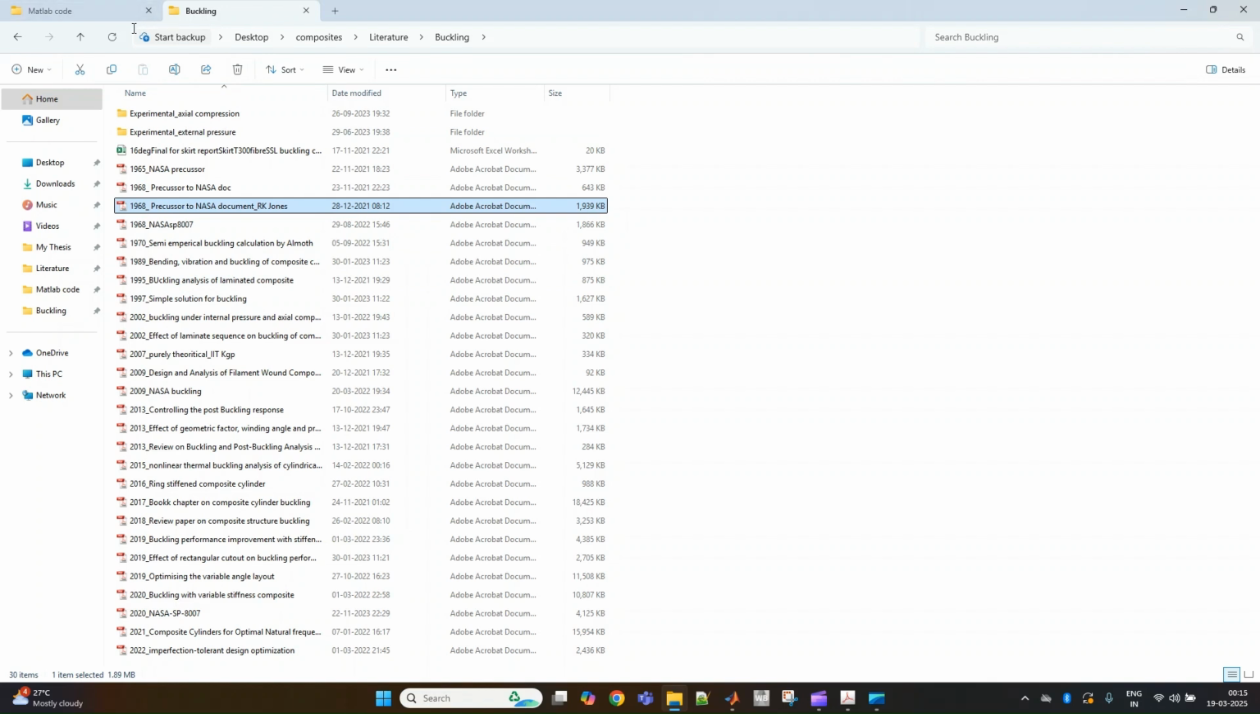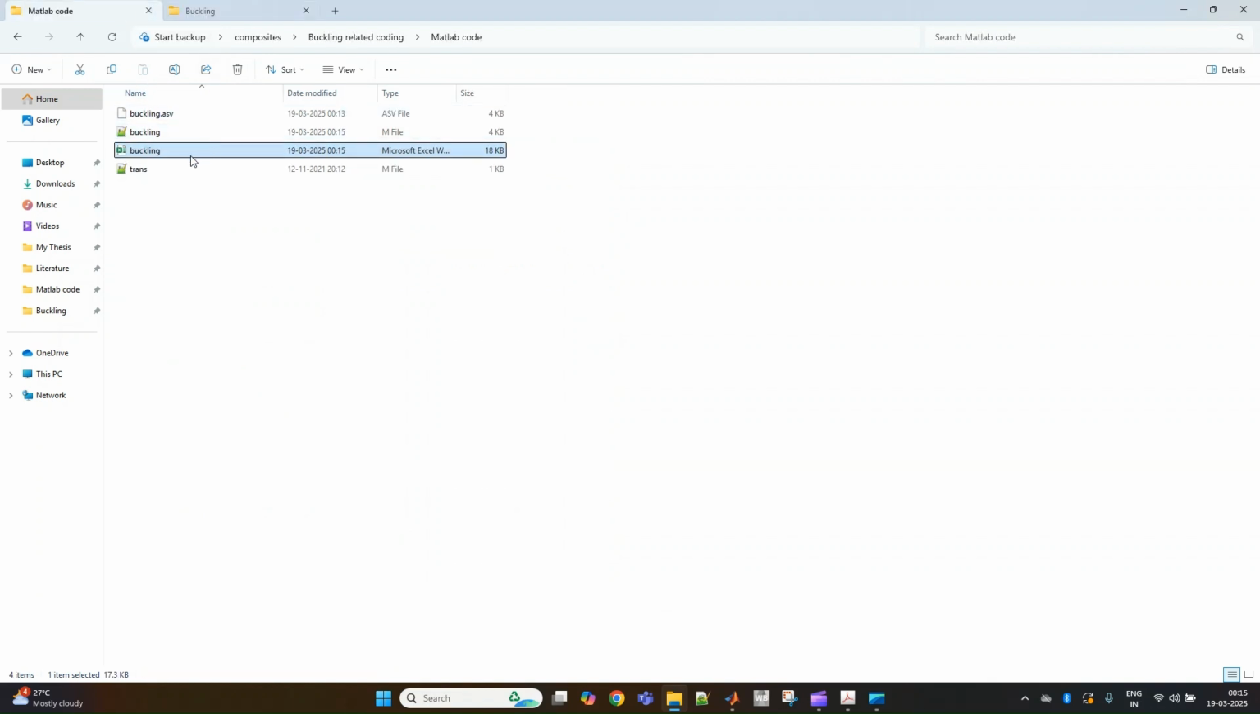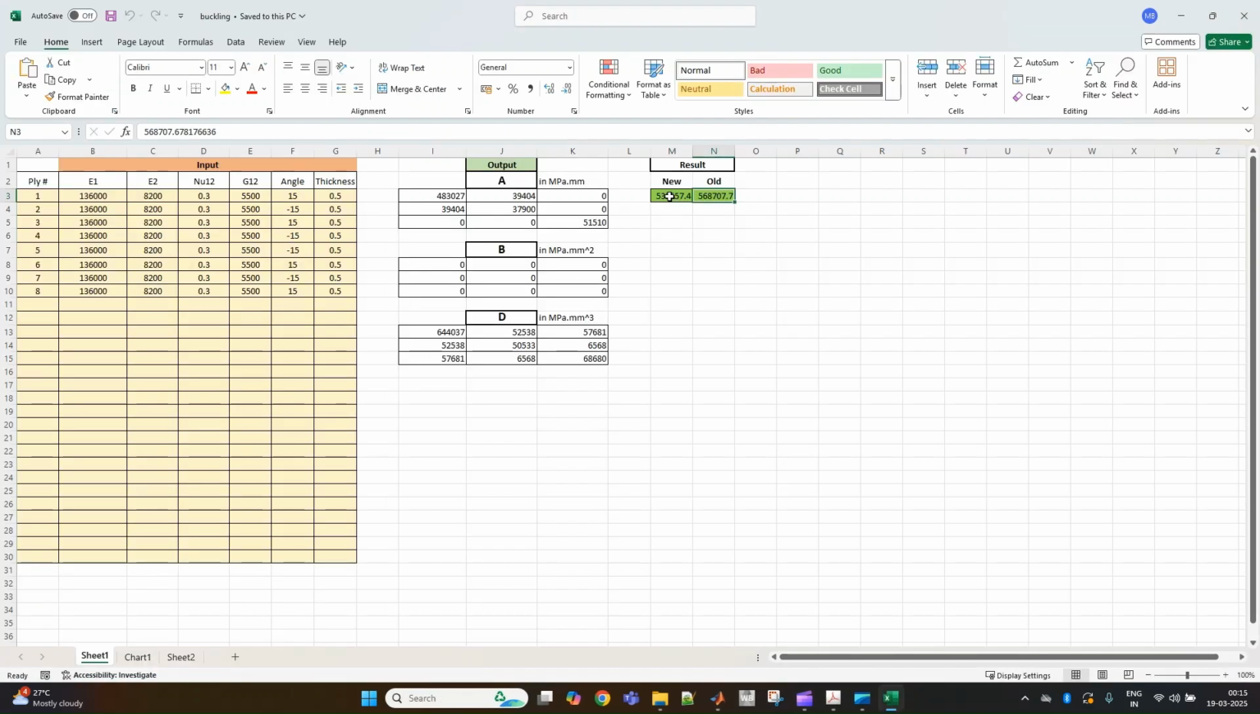I'll go to the folder where it was done. I think this is the folder. Yes, this is the folder, and we see that these two loads are pretty close, 35 kilonewton and 568 kilonewton. The difference is about 5 to 6%, but they are pretty close, and this is lower. The new load is lower, and it is more conservative. So this is how we have to calculate, and since it is symmetric, this B matrix is 0. All those things are done.